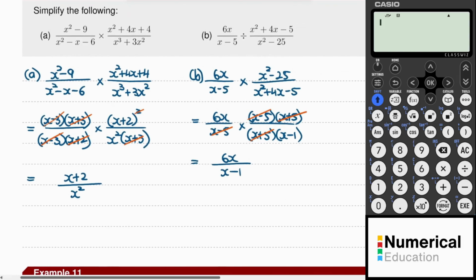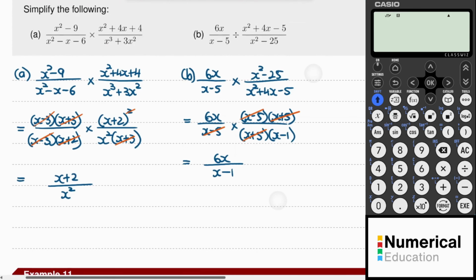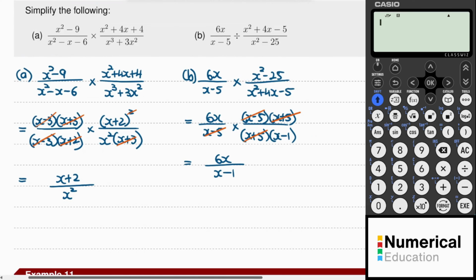So for these type 2 simplifying algebraic fractions questions, long story short, you're still going to factorize first. The only real difference here is that maybe for part B with division, you might want to do a leave, change, flip as your first step. But once you factorize, cross them out, and then write down your answer.